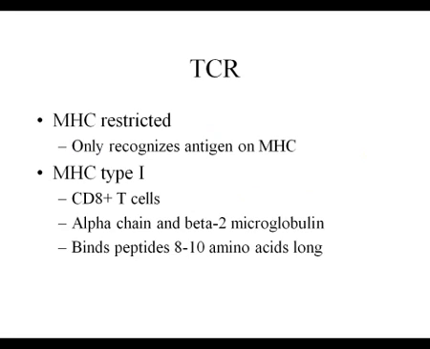So of course there's two types of MHC. There's MHC type 1, which presents to CD8 positive T cells, and is made of an alpha chain and a beta 2 microglobulin. We'll read about packaging, and it's a little bit easier to remember this, but MHC type 1 binds 8 to 10 amino acids long, but once you know the whole packaging system, that's kind of an easy fact to remember.